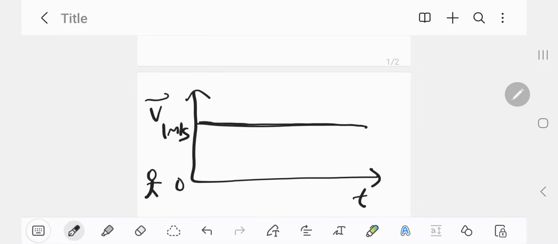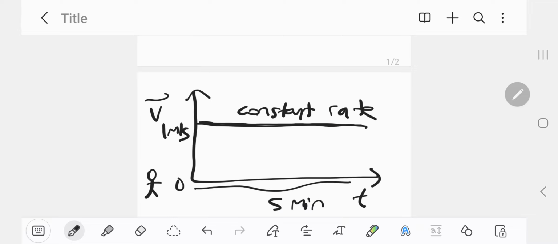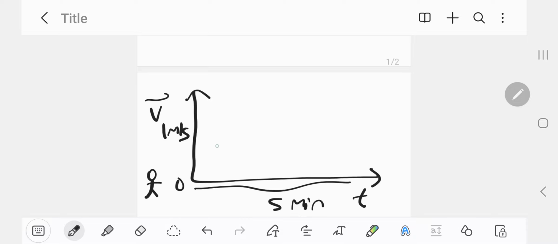This means you are moving at a constant velocity over a certain amount of time. Let's say 5 minutes. Okay. Flat line means the graph is at that particular value, which is 1 meter per second in this case. So constant velocity. Okay, the same velocity, same speed in a particular direction. That's constant velocity.